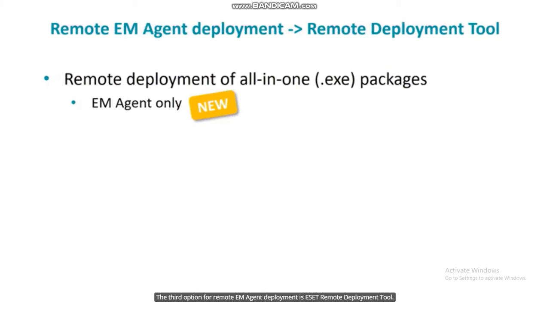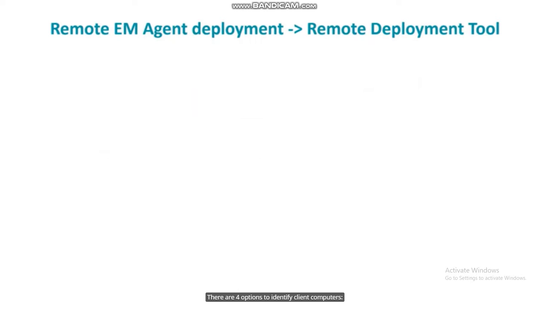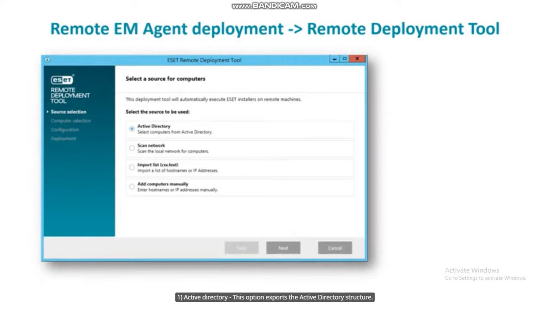The third option for remote EM Agent deployment is ESET Remote Deployment Tool. It is a standalone application dedicated to deploying all-in-one packages to Windows client computers in networked environment. There are 4 options to identify client computers. Active Directory. This option exports the Active Directory structure. You will need to provide Active Directory credentials.